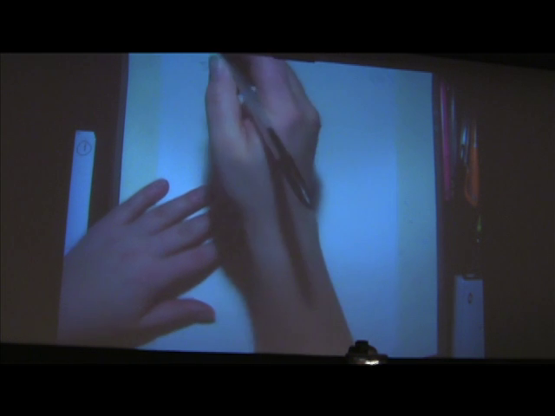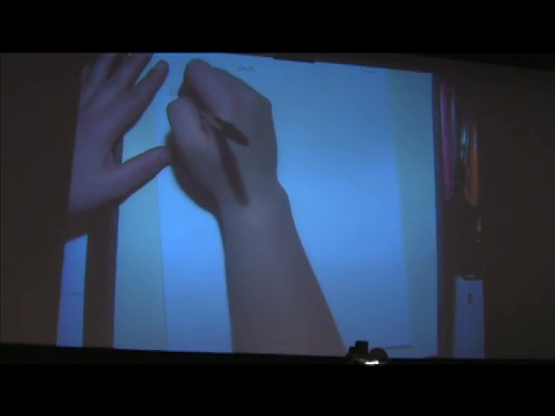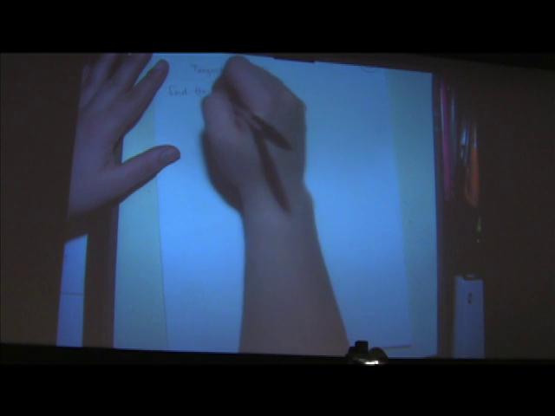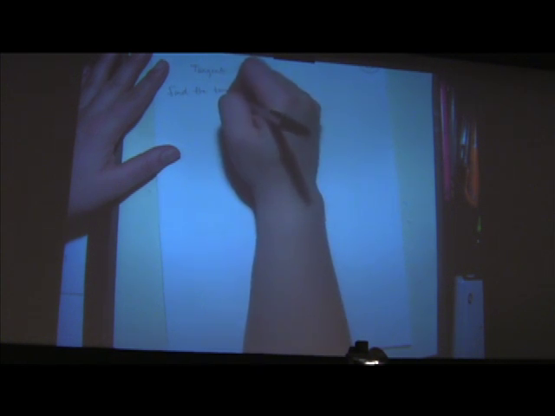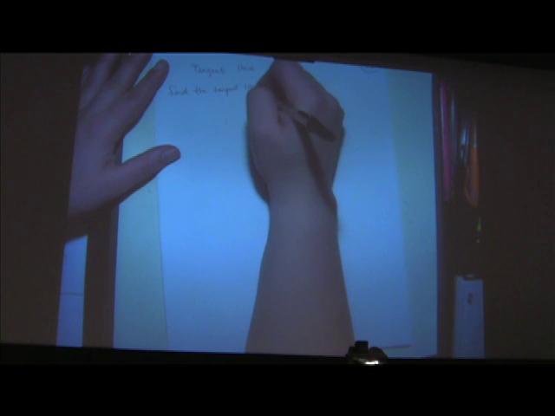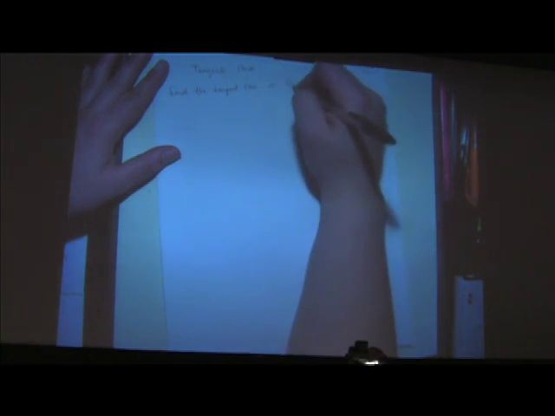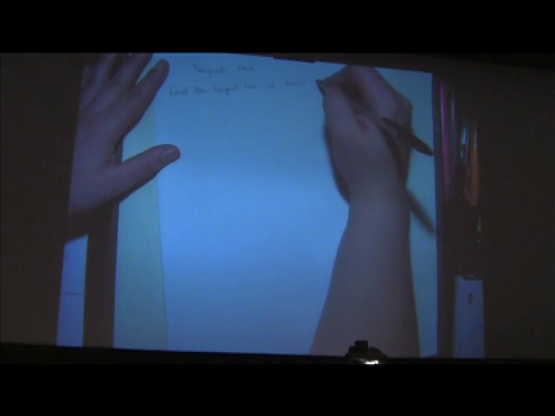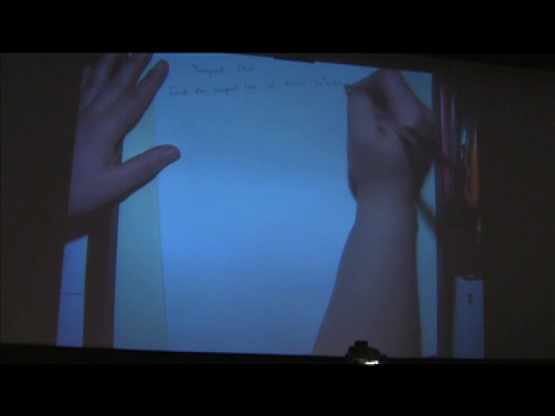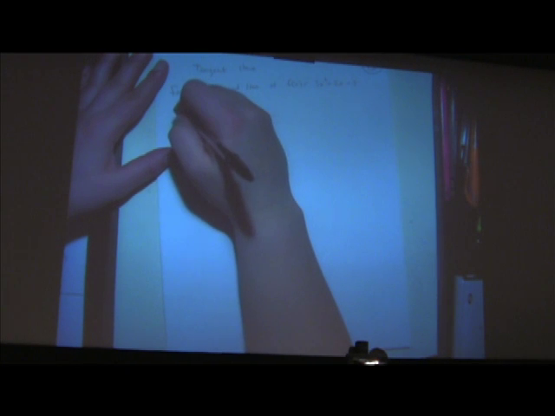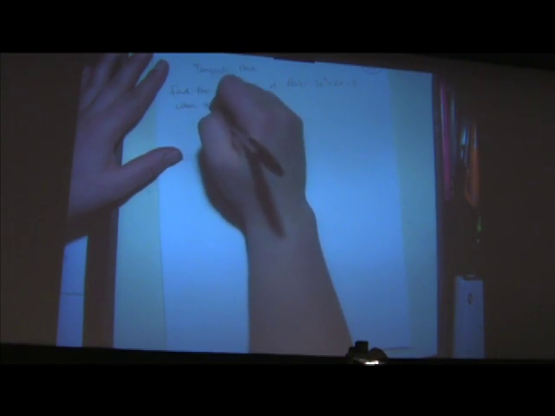Okay, so find the tangent line of f of x equals, let's say, 3x squared plus 2x minus 3, when x equals, let's go with 1. This should be a nice problem.